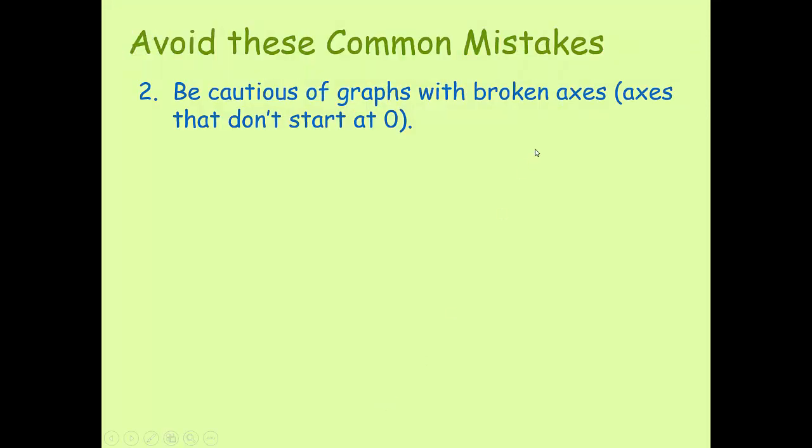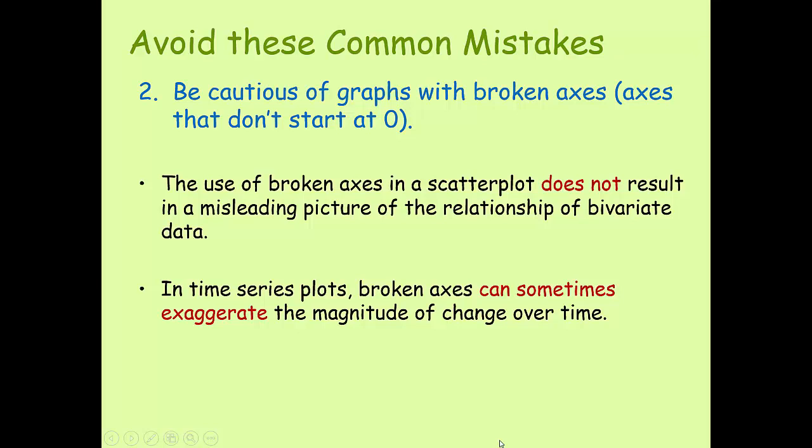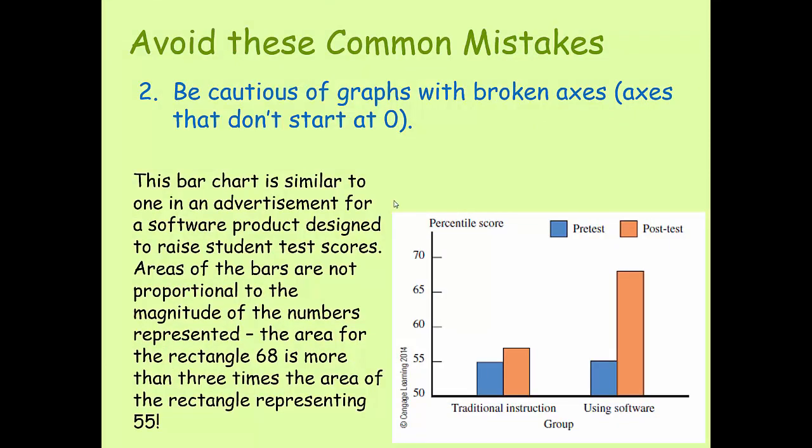Be cautious of graphs with broken axis. In other words, the axis doesn't even start at 0. The use of broken axis in a scatter plot does not result in a misleading picture because you're looking at bivariate data. In time series, though, it can exaggerate the magnitude of a change over time. In bar charts and histograms, the vertical axis should never be broken. Never, never, never, never, never. Be cautious of graphs with these broken axes or that don't start at 0.